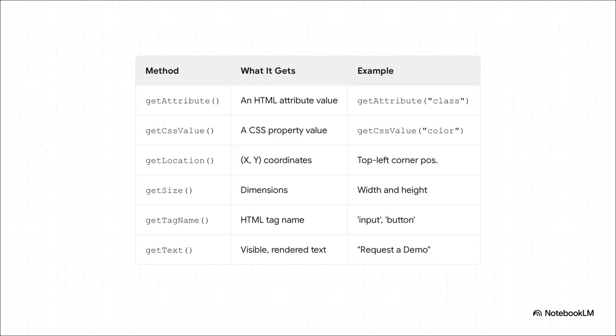You can look at the code level using getAttribute to see, say, the class of an element, or getTagName to find out if it's an input or a button. Or you can inspect how it looks with getCSSValue for things like color, or getLocation and getSize for its exact position and dimensions. And probably the most common one, getText, lets you read the actual words a user sees on the screen.